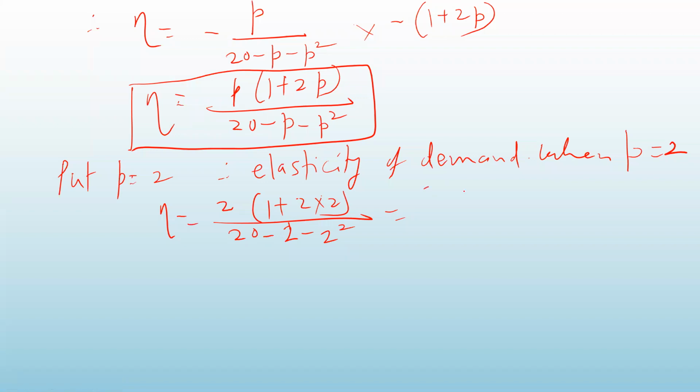If you solve this bracket, you will get 2 into 2 is 4 plus 1, 5. Divided by 20 minus 2 minus 2 square, that is 4. So you'll get 10 divided by 14. That is 5 by 7. So this is the answer. The elasticity of demand when the price is 2 is 5 upon 7.